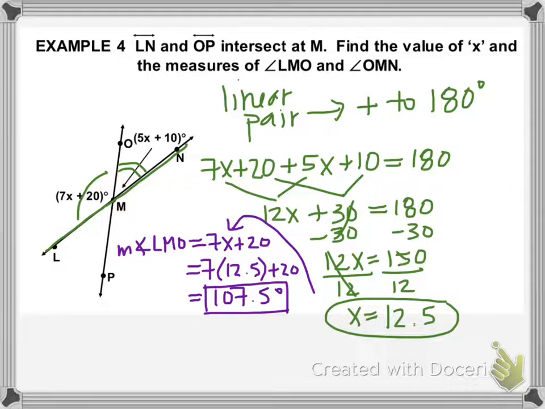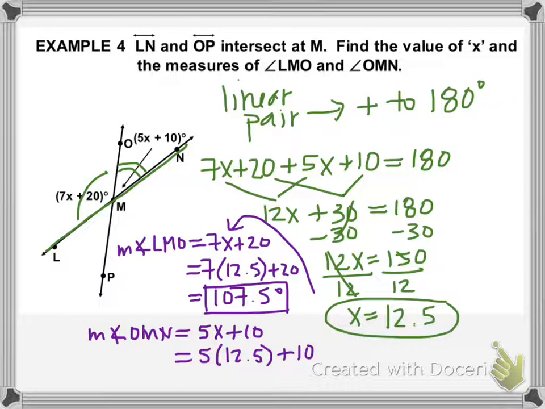Now to find the measure of angle OMN, I could just subtract that amount from 180, but just to make sure, I'm going to go ahead and evaluate that expression. Angle OMN equals 5x plus 10. Let's replace the x with 12.5. 12.5 times 5 equals 62.5 plus 10 is 72.5 degrees. And I could verify that these two truly do add up to 180 degrees. So yes, we've done that correctly.